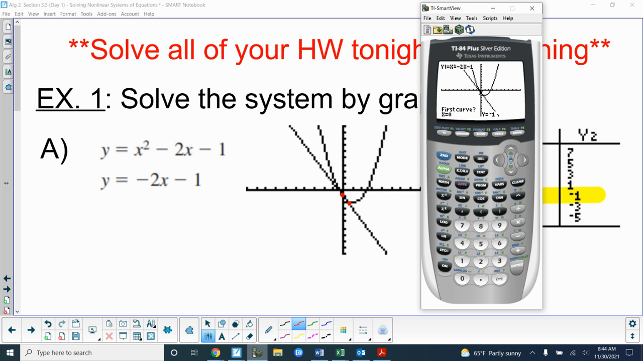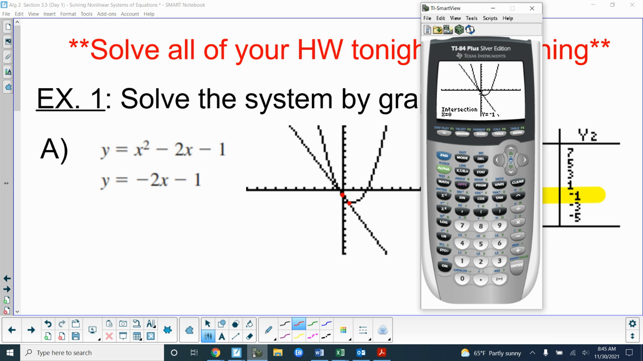It's on the parabola because that was our first graph, right? Now, it's at 0, -1, which was one of my answers. So if I hit enter, and then second curve enter, and guess, it'll give me that intersection of 0, -1, which we already saw in the table. All right, we need to find that other one.